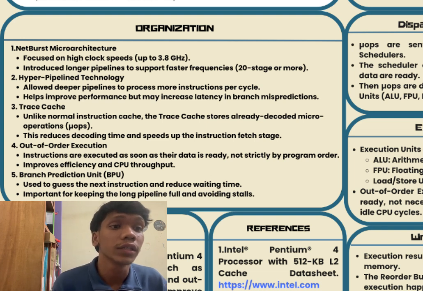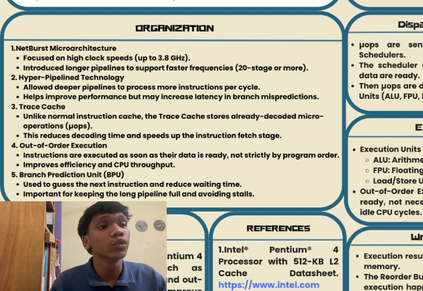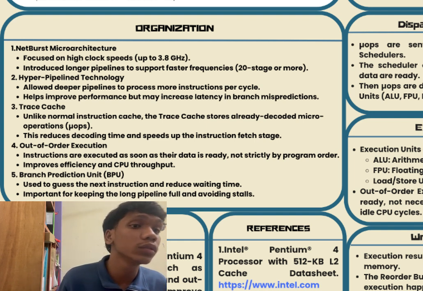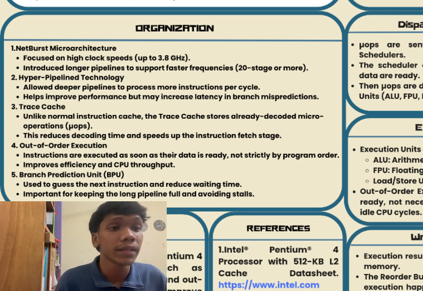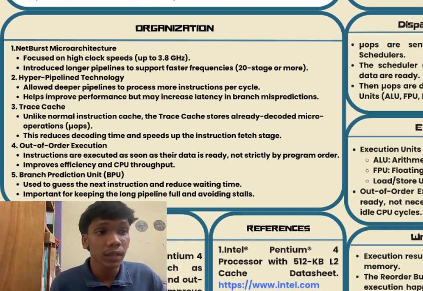So in conclusion, all of these organizational features, NetBurst, hyper pipelining, trace cache, out of order execution and branch prediction, work together to optimize how modern CPUs operate and accelerate. They aim to make instruction processing faster, more efficient and smarter.